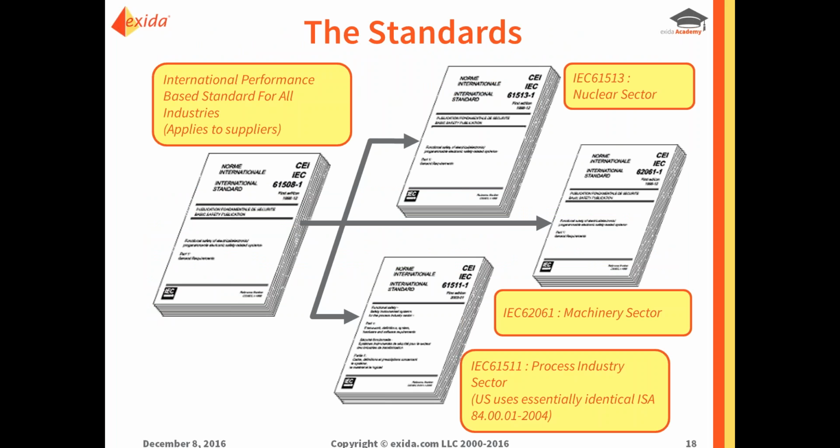The standard is broken up into a couple main pieces, but they all fall under IEC 61508. It's commonly noted as the umbrella standard. It's a performance-based standard, and it applies to all suppliers. If you want information in different, more specialized fields, you can look at, say, the nuclear sector, or IEC 62061 for machinery, or the process industry sector. So that would be your end users would use IEC 61511. But the standard that started it all was IEC 61508.